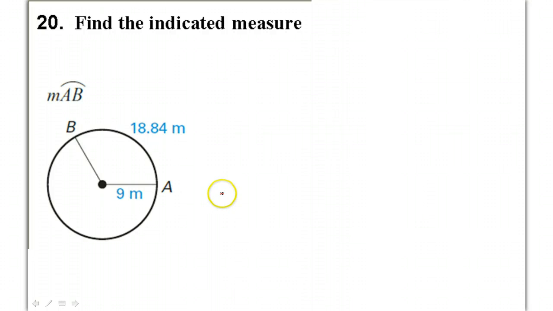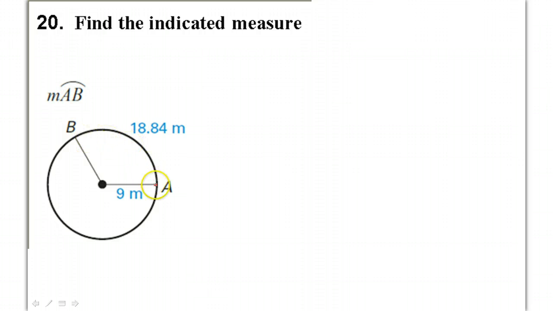Alright, number 20 was the most frequently missed problem on the test. So there are a couple things that we have to really be careful about and focus on. Here's the first thing. A lot of students did not understand what you were being asked to find. It says find the indicated measure, and then it says this. And a lot of kids just look at this, they sort of ignore the M and say arc AB. We're being asked to find arc AB.